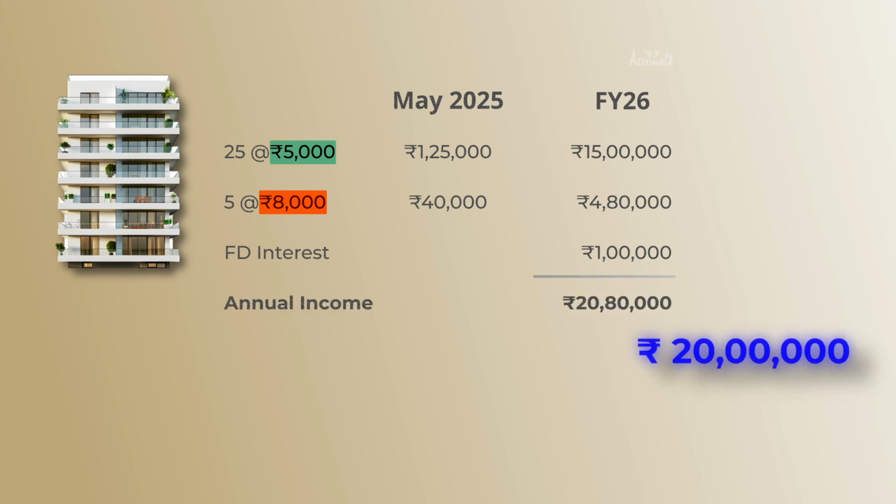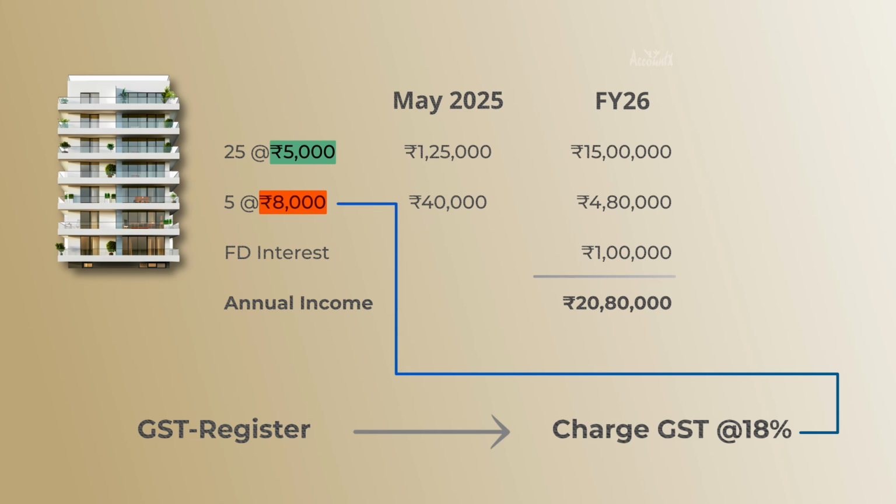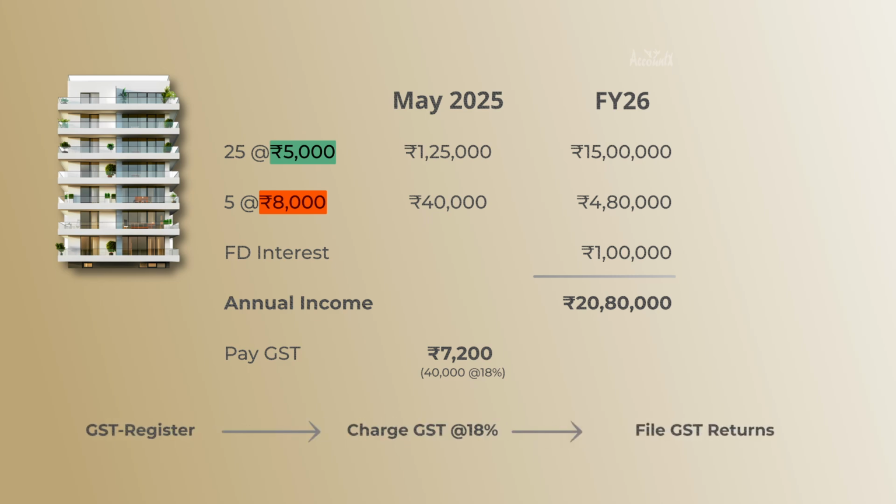Now this is more than the threshold, so you'll have to compulsorily register under GST and also charge GST at 18%, but only on these 5 apartments. So for May, you'll have to pay GST of 7.2k and also file returns once a month or once a quarter, depending upon the option that you have chosen.